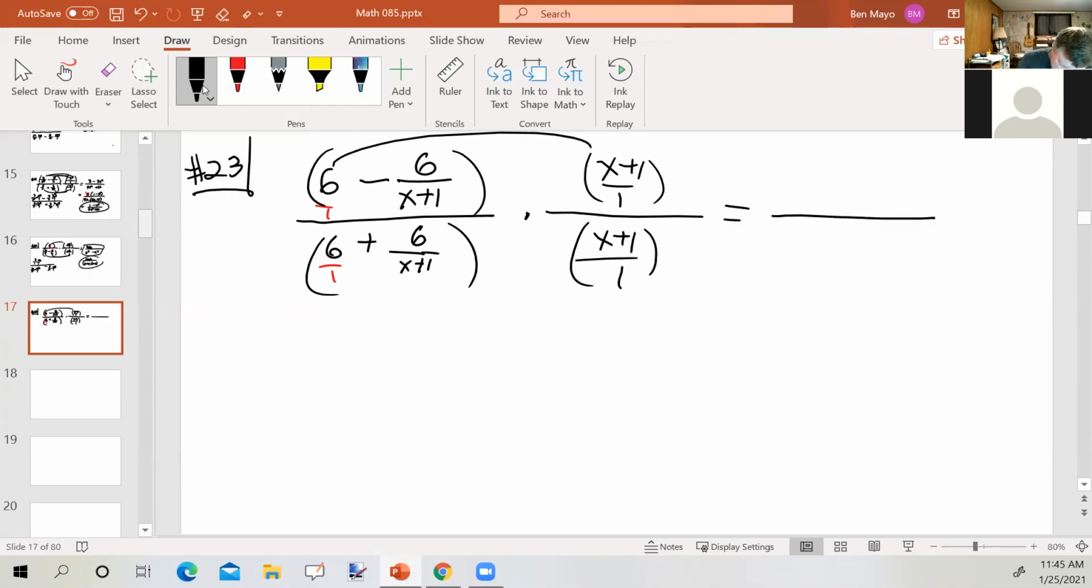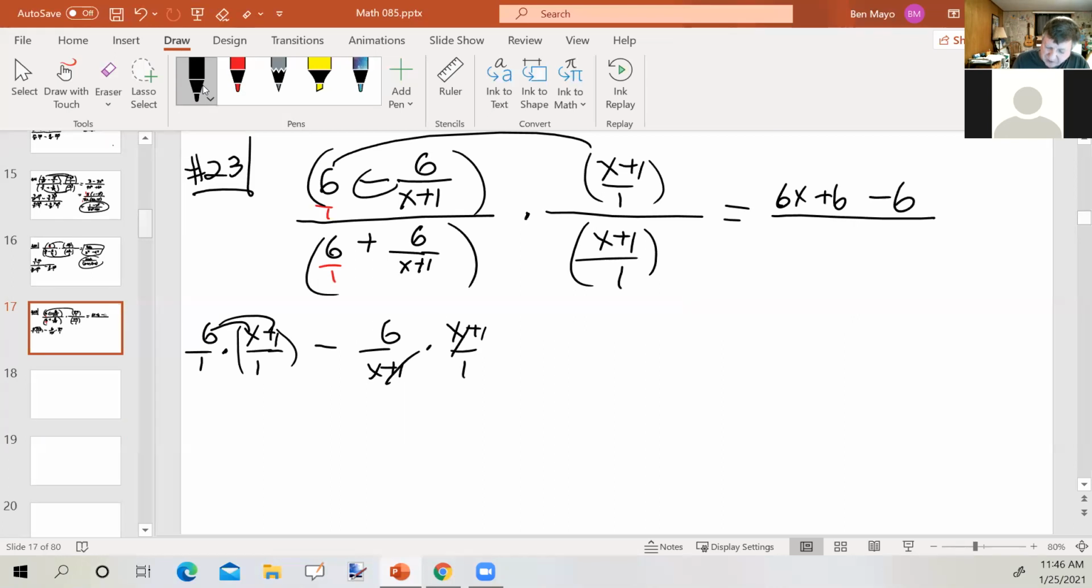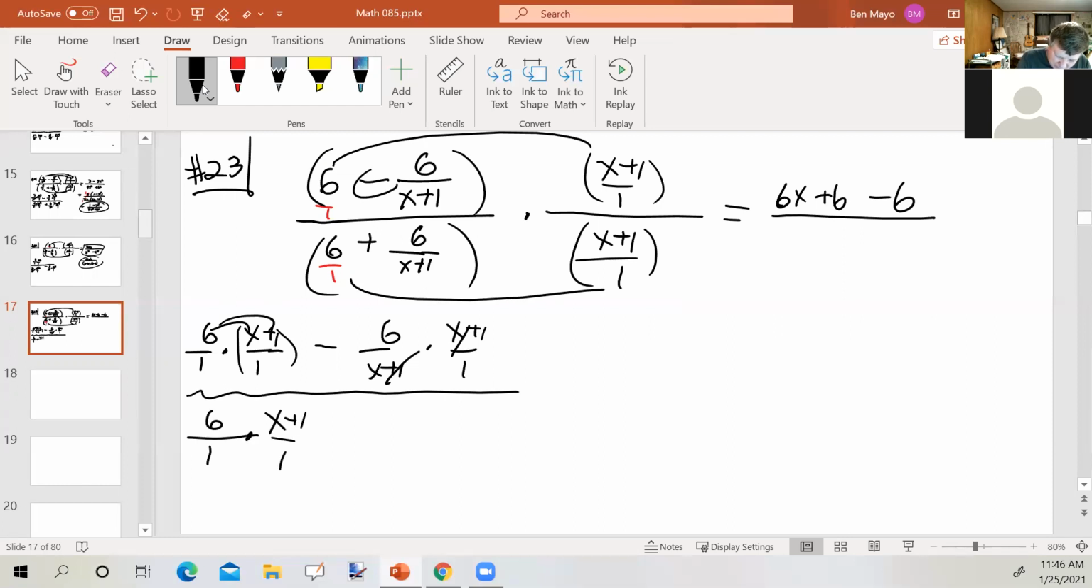So let's see here. We've got 6 over 1 times x plus 1 over 1, which would be 6x plus 6, distributing the 6, and then minus 6 over x plus 1 times x plus 1 over 1. The x plus 1's go, and we have minus 6. Down in the denominator, we have 6 over 1 times x plus 1 over 1. So again, we get 6x plus 6, and then plus 6 over x plus 1 times x plus 1 over 1, which gives us 6.